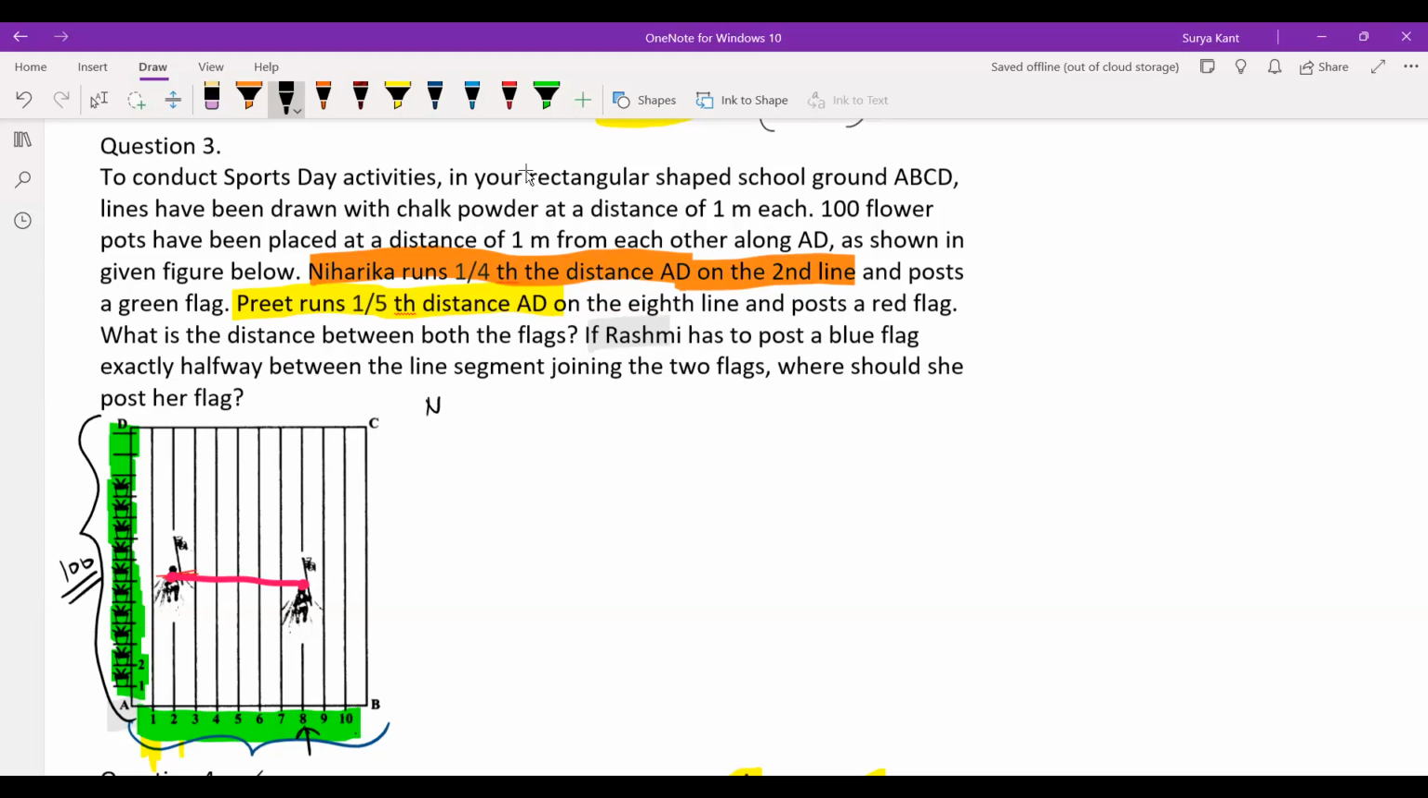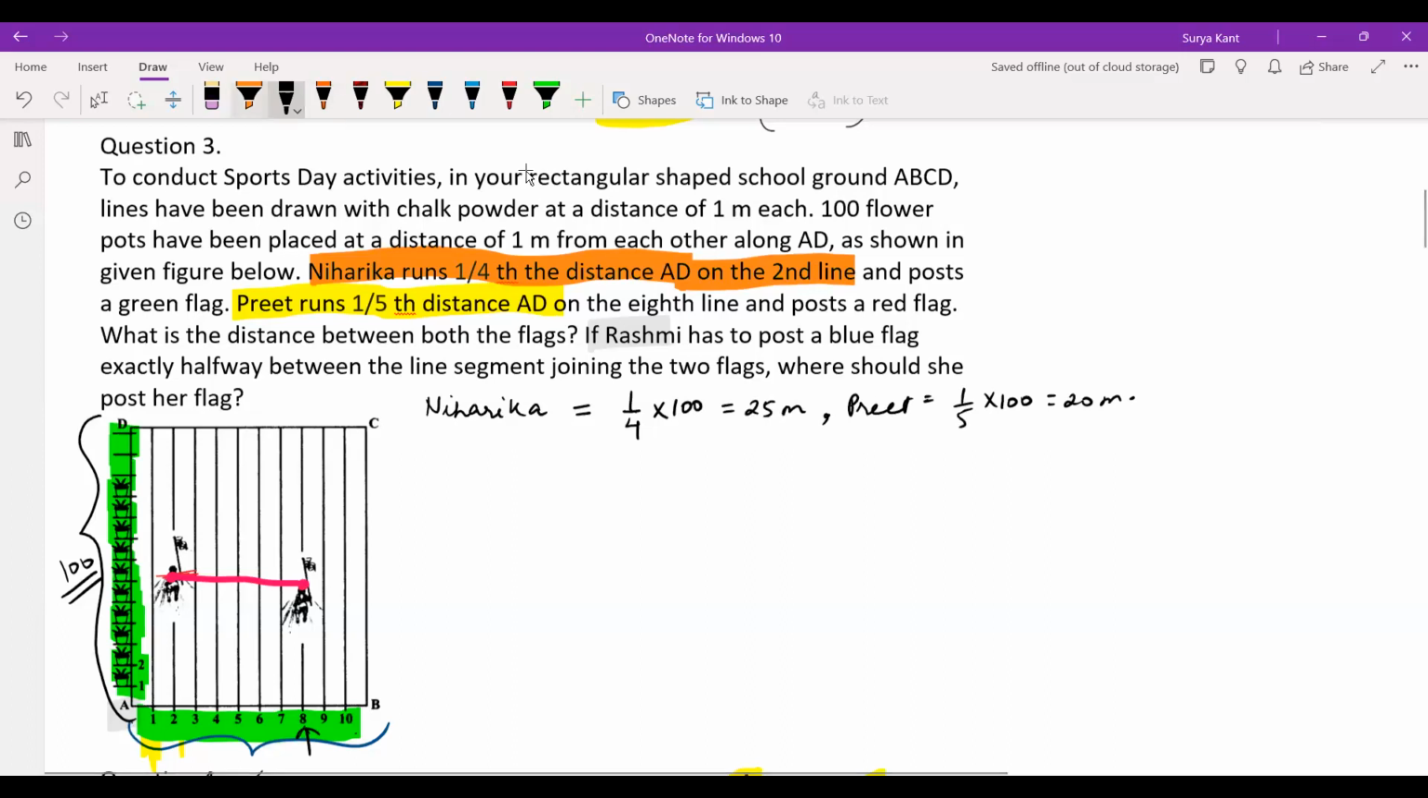Now come to the main question. Niharika runs 1/4 of the distance of AD. AD is how much distance? 100. So how much has she covered? 25 meters. Okay. And about Preet. Preet covers 1/5 of 100. That is 20 meters.